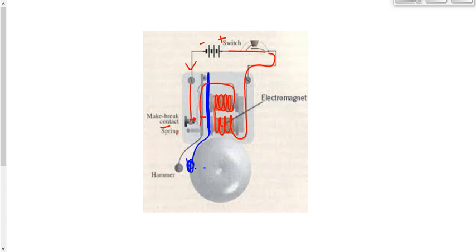What happens? The contact is going to be made, and then electrons start flowing, and what happens? Gets attracted, and it goes ding. Contact is broken, spring pulls it back, contact is made, ding. Contact is broken, and so on and so on. And that happens like 60 times per second. So you get ding, ding, ding, ding, ding. Okay, and that's your fire alarm or the doorbell of my friend when I was a kid.